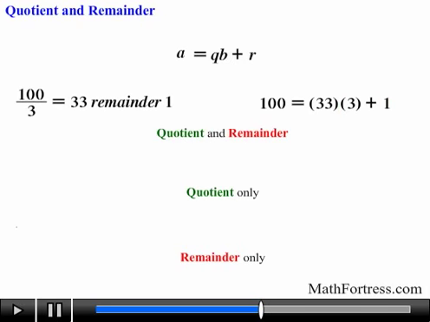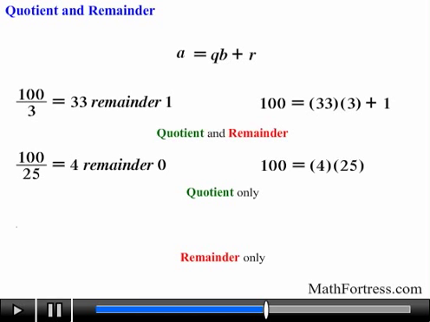Let's try the second case. 100 divided by 25 is 4 remainder 0, since 100 divided by 25 goes evenly 4 times. So we take 4 and multiply it by 25, and obtain 100. So there's no need to add a remainder. In this particular case, the remainder is 0. So 100 is written as 4 times 25 plus 0.